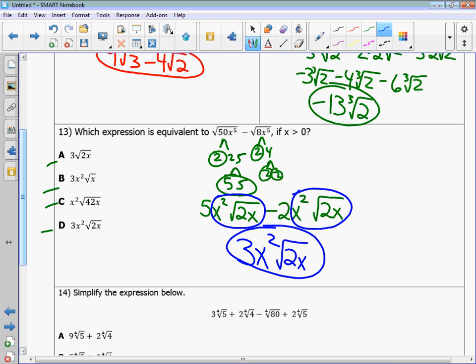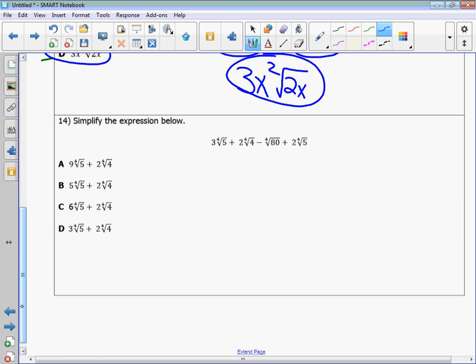14 combining. So it's just adding and subtracting again. So from last, if you have like terms right away, probably easiest to combine them. 3 times the 4th root of 5 plus 2 4th root of 5. That's going to be 5 times the 4th root of 5. And we have 2 times the 4th root of 4. And then we're going to have to simplify 80. So I'm going to do this off this side.